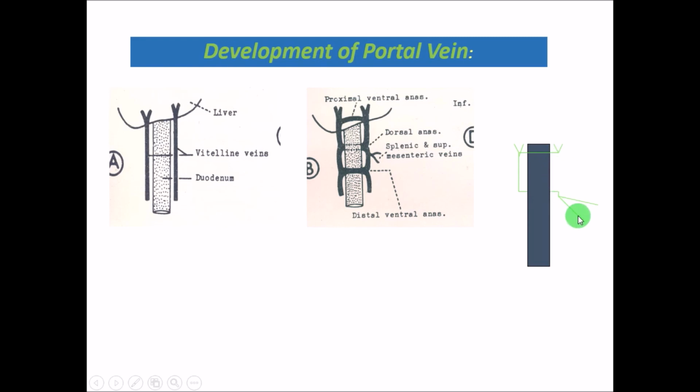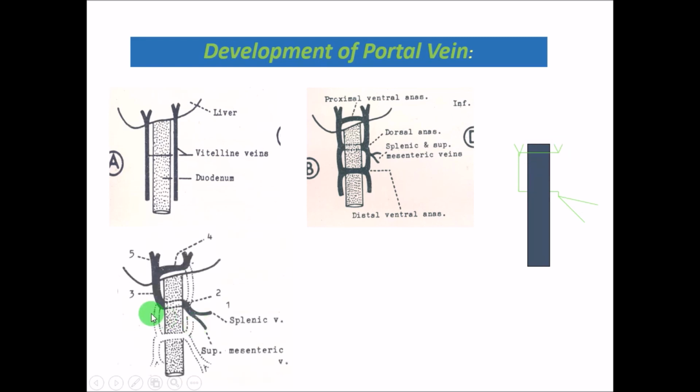So what is remaining is just the splenic vein, the superior mesenteric vein, then the dorsal anastomosis, as well as the proximal part of the right vitelline vein, as well as even the proximal ventral anastomosis remains. So this is how it looks. Okay. So here the distal part of the right vitelline vein has disappeared. Then the distal ventral anastomosis disappeared. Then the distal part of the left vitelline vein also disappears.